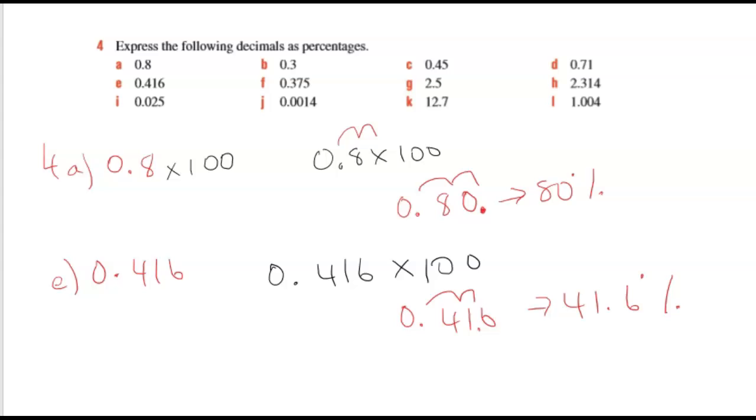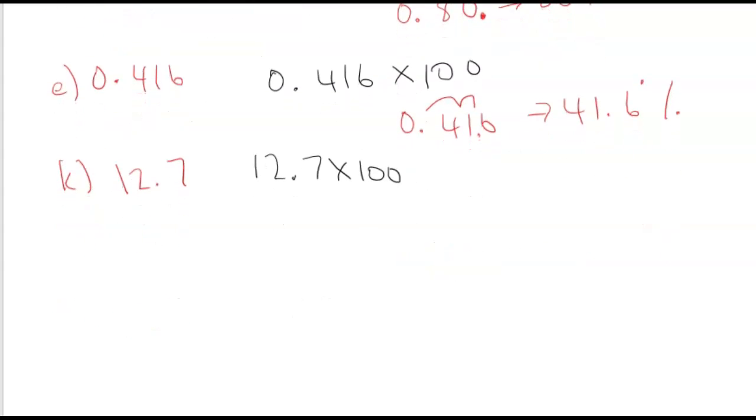Let's just do one more. I might do K. So we've got 12.7. So again, we multiply that by 100, 12.7 times 100. I'm just going to scroll up a bit. So again, we move our decimal place 2 spots to the right. So we're going to have 1, 2, add your 0 in, it's going to go there. So 12.7 as a percentage is 1,270%.